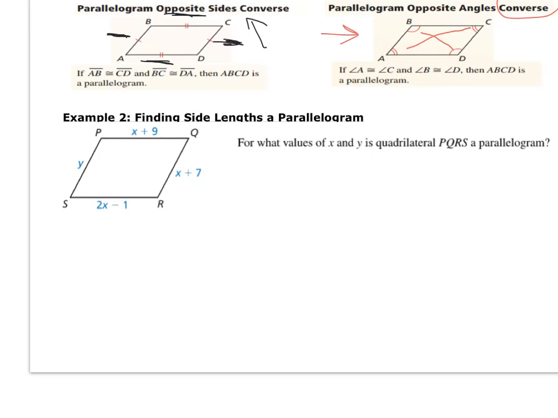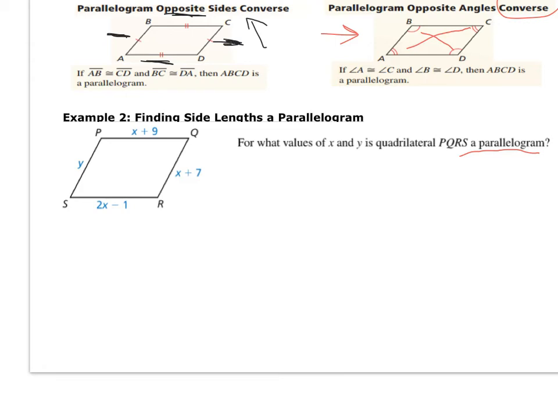So I want you to do example 2, and when you get an answer, raise your hand and I'll come by and help you. I will give you a little heads up. They want you to find x and y. Well, first of all, they tell you right here that PQRS is a parallelogram. So you know some stuff about something if it's a parallelogram.